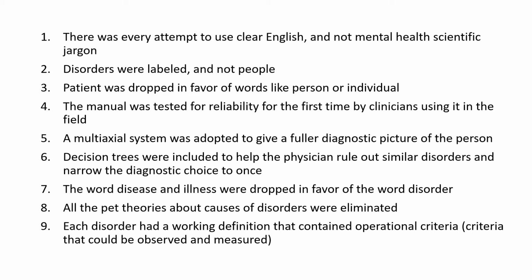5. A multi-axis system was adopted to give a further diagnostic picture of the person. So instead of just one thing, we're going to approach it in 5 different ways and see how we can help this person and understand this person. 6. Decision trees were included to help the physician rule out similar disorders and narrow the diagnostic choice to one. So what that's basically saying is maybe there are some symptoms that are very similar to another disability. We want to see where they split between those two, and how you go to this one as opposed to that one. Okay. 7. The words disease and illness were dropped in favor of the word disorder.